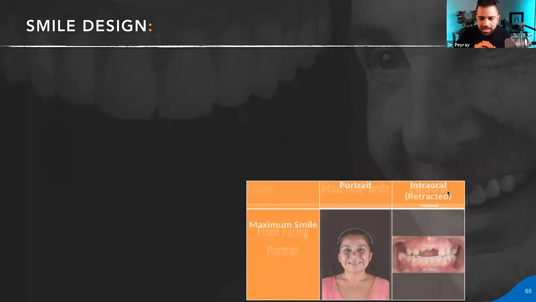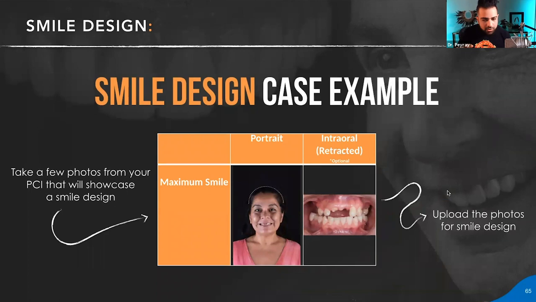Here's a case example that I will share with you. The smile design has been done. We took two pictures, and all you need for smile design is really two. Going back to your 5, 6, 7 PCI, 5 portraits, 6 close-ups, and 7 intraorals, what you need is the portrait with the maximum smile, showing all the gums, because that is the photo you want to bring into your smile design.